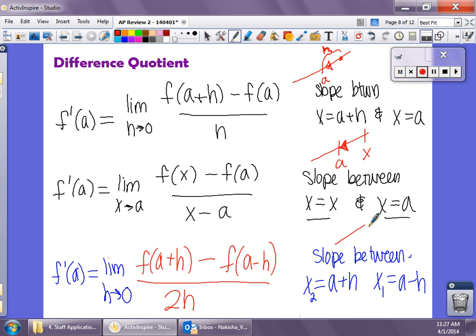So this one, there's a, but there's a point to the left and a point to the right. The point to the left is a minus h, and the point to the right is a plus h, and they both go towards a from both sides. So that's why they call it a symmetric difference.